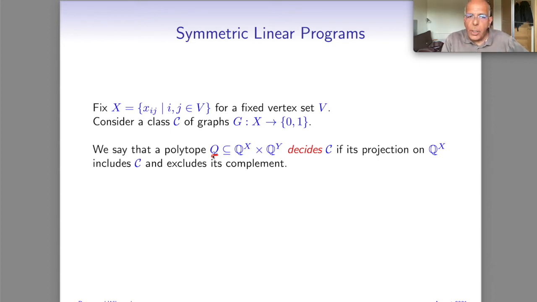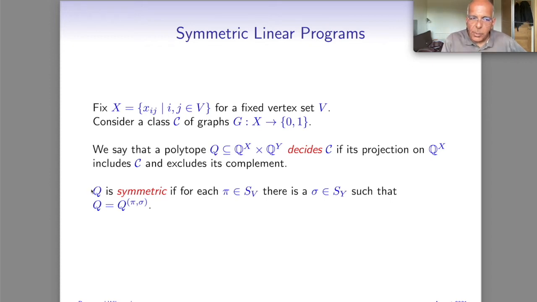And we say that a polytope, which is now in this space here, consisting of vectors in Q^X and Q^Y, where Y is an additional set of variables, decides the class C if, when you project it down to Q^X, then you include C, in other words, you include all 0,1 vectors which code graphs in C, and excludes all its complement, all 0,1 vectors which code graphs which are not in C.